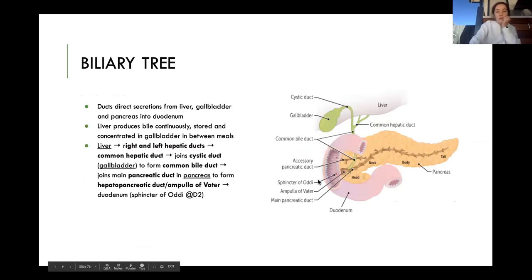So the biliary tree, which we've kind of touched on, has ducts from the liver, the gallbladder, and the pancreas all joined together to enter the duodenum. So you have your bile from your gallbladder, which forms the cystic duct, which joins your common hepatic duct from the liver, draining through to where it joins the pancreatic duct from the pancreas, and then that enters through the ampulla of Vater at the second part of the duodenum, just as an anatomical point.